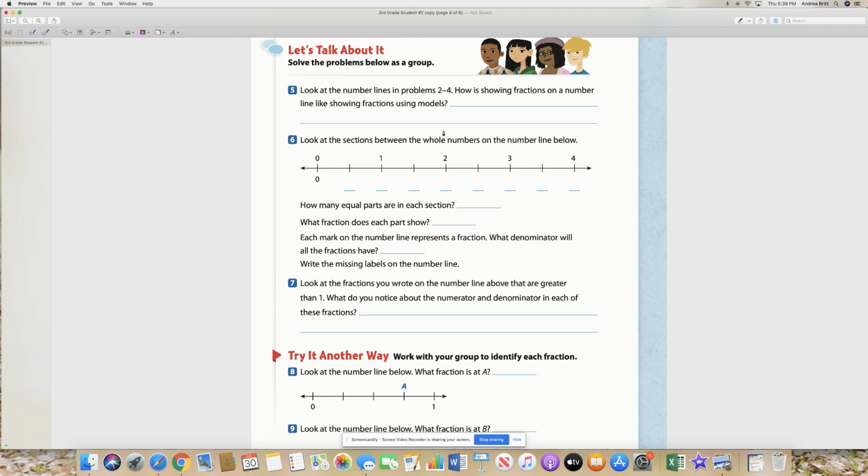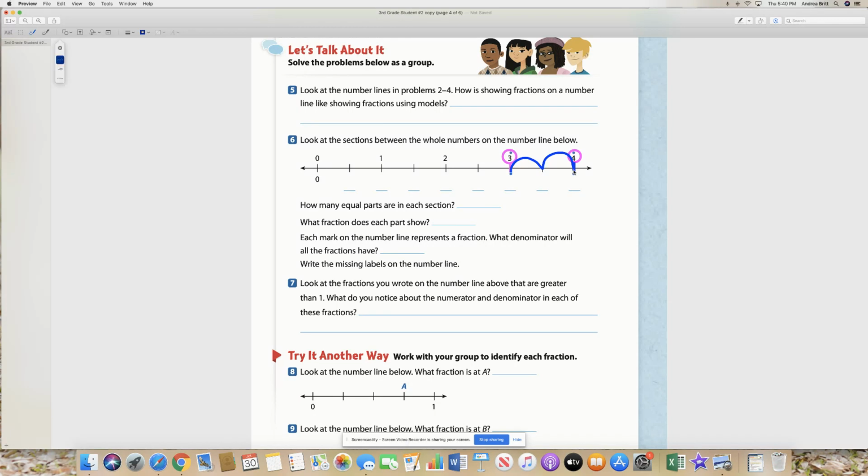So look at the sections between. We do the same exact thing. It does not matter at all how many numbers are on your number line. You can pick any 2 numbers. I'm going to pick 3 and I'm going to pick 4. How many spaces are there in between 3 and 4? How many spaces are there in between those 2 whole numbers? There's 1 space and 2 spaces.